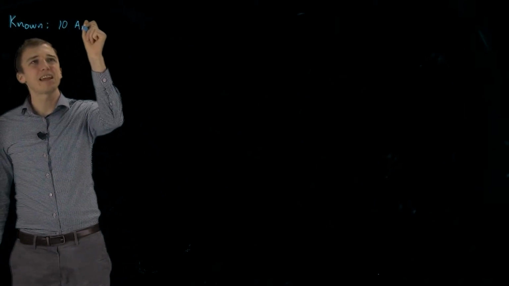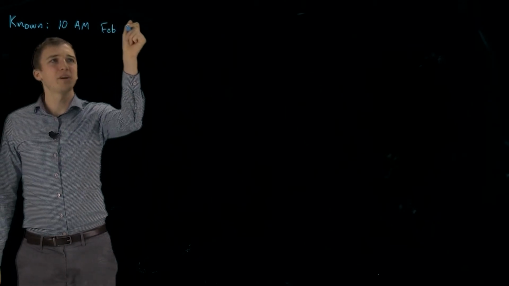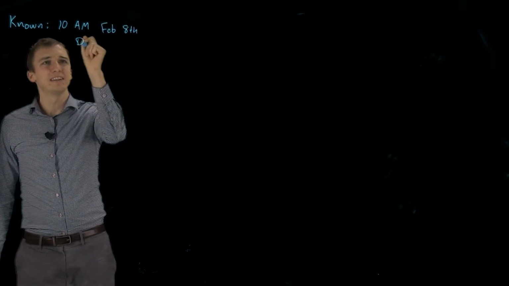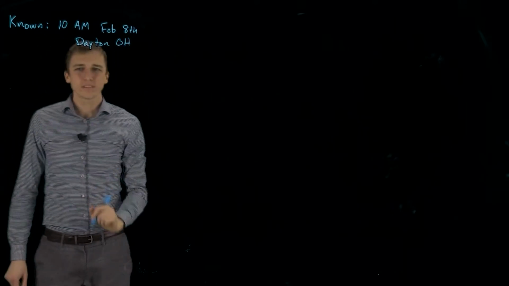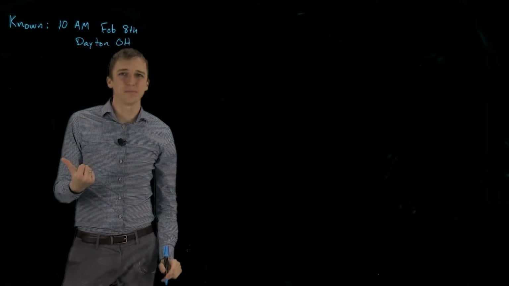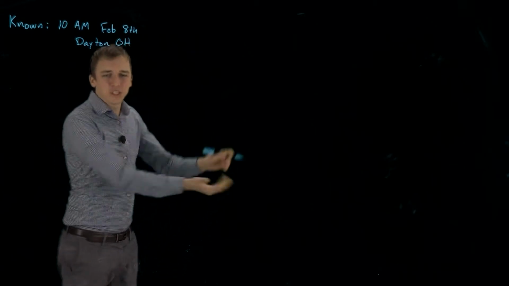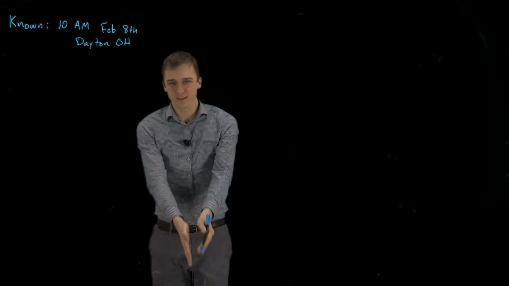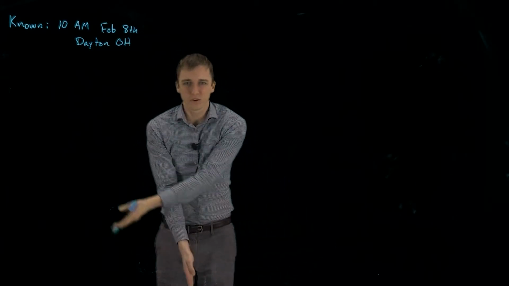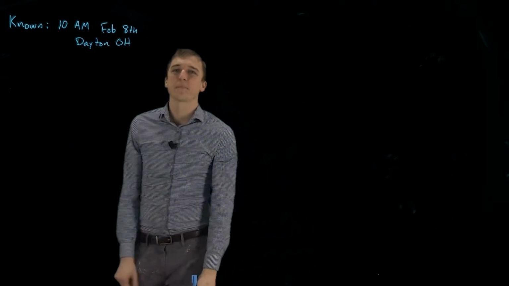The knowns are, it is yet again 10 a.m. on February 8th in Dayton, Ohio. In the last problem, we found the solar elevation being the angle from the ground to the sun, and the solar azimuth being the angle from south going east or west to where the sun is in the sky.